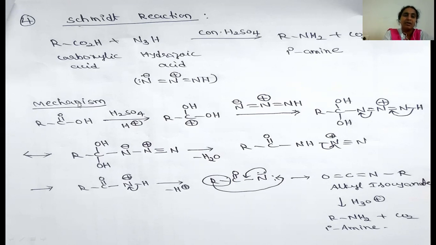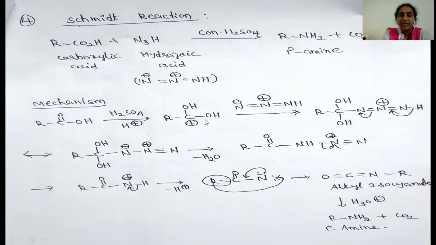Coming to the mechanism of the Schmidt reaction, first the acid reacts with H2SO4, a strong acid. What will happen here? This H plus will attack here, because this oxygen has a lone pair of electrons, which it gives to the H plus, making the bond here.